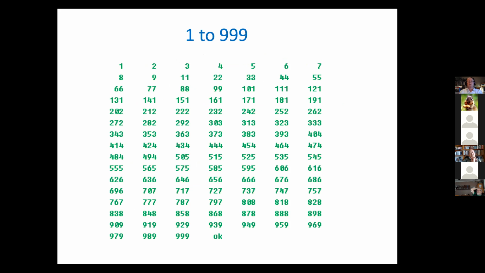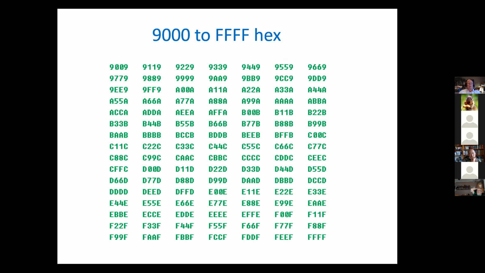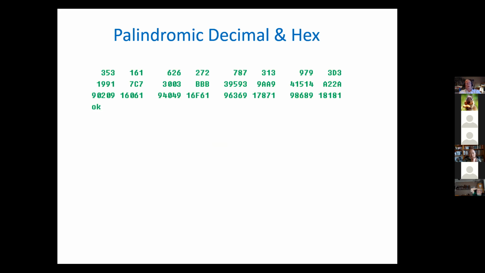And our result, as we've seen before, numbers from 1 to 999, the palindromic values. Here they're in hex. This is from 909 hex to FFFF. You can see the hex values. And here are from around number 100 to 100,000 or 200,000. We only see there are about 12 palindromic numbers, quite rare.